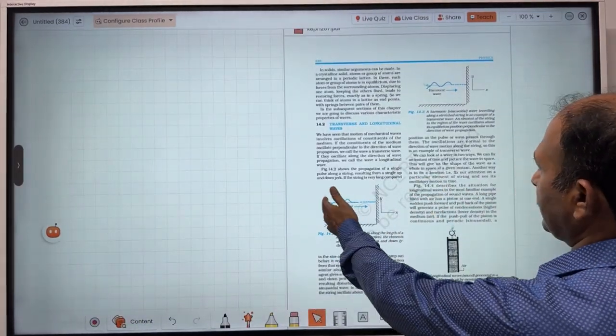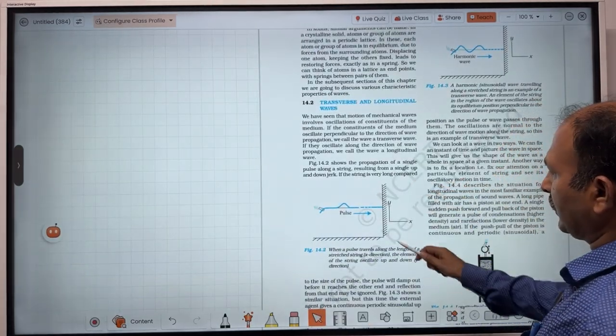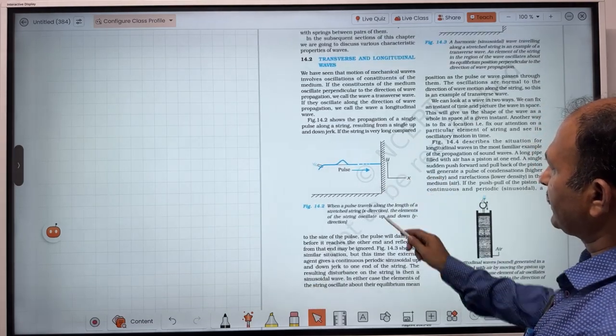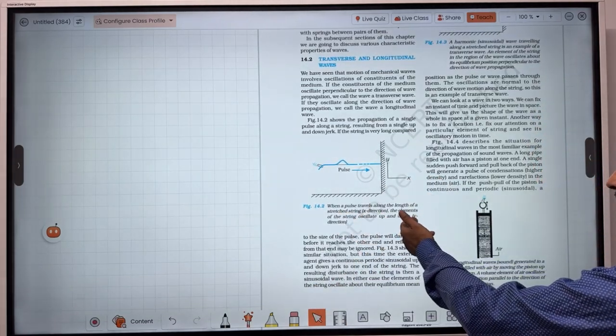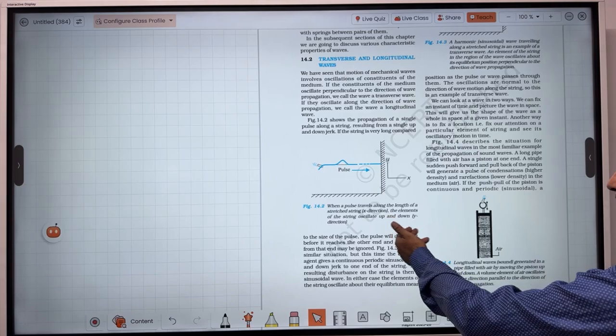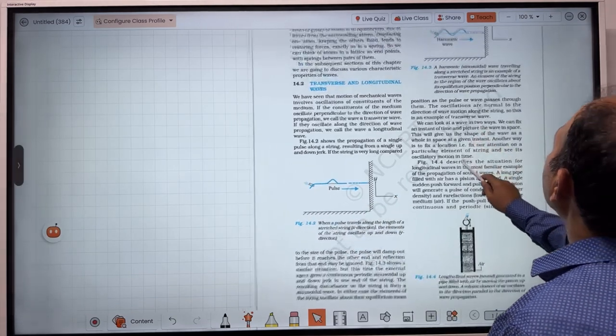Now, pulse: a wave of very short duration. When a pulse travels along the length of a stretched string, the elements of the string oscillate up and down. So that is very clear.